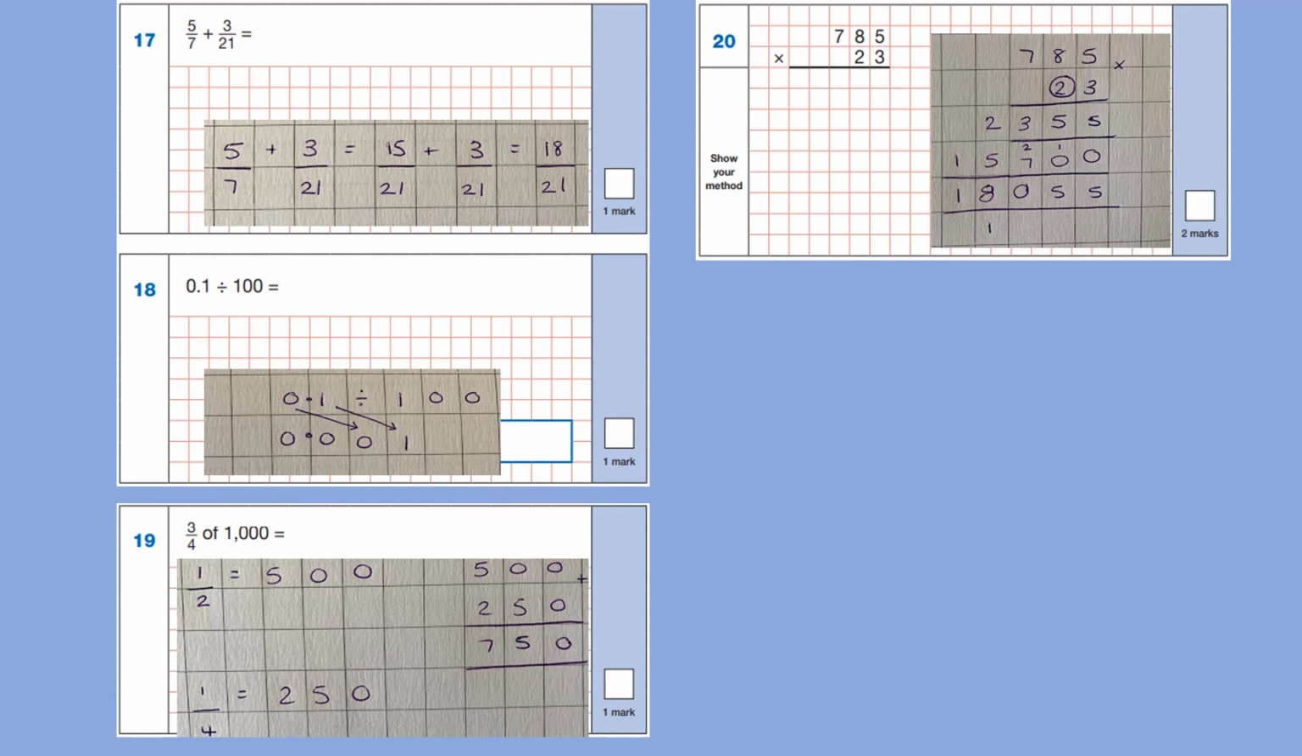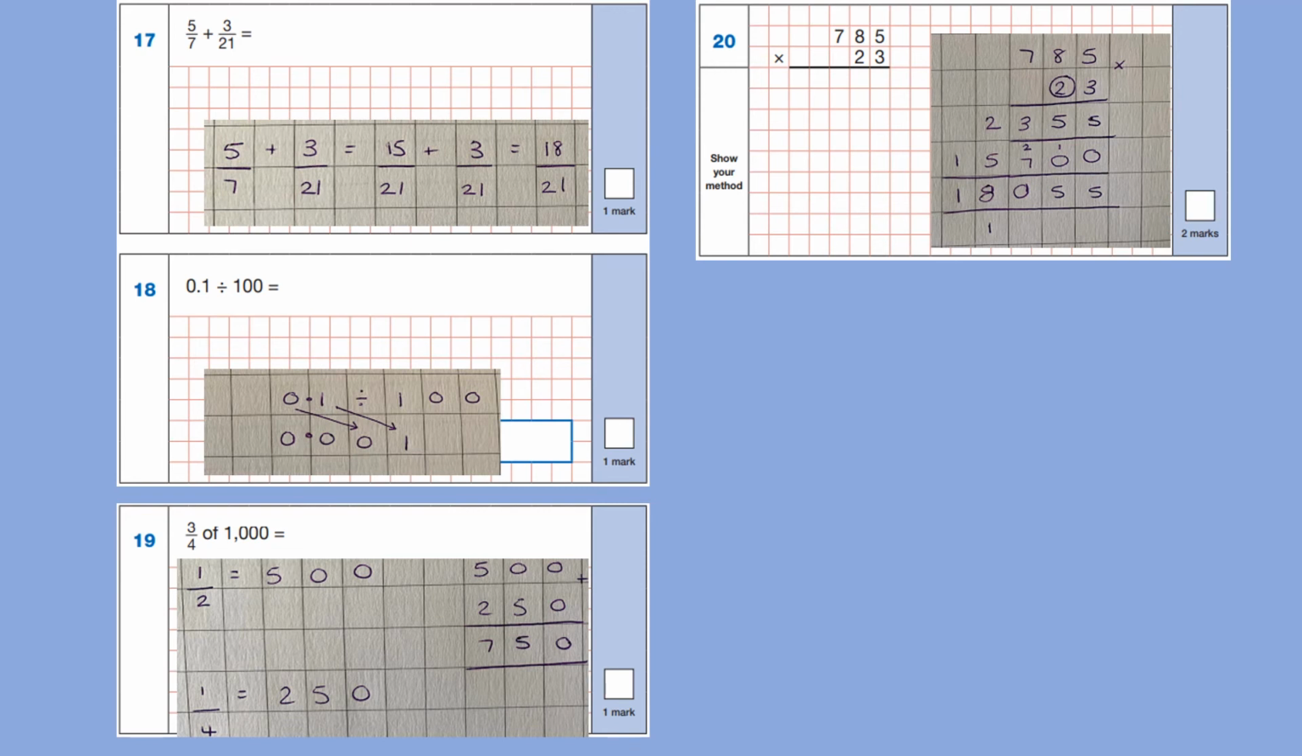Number 19, 3/4 of 1,000. Now most of you would probably be able to just do this one off the top of your head because it is just a fact that you should know, but if you weren't too sure, find half of that number, which is 500, find a quarter of that number, which is 250, and then add the 2 numbers together.